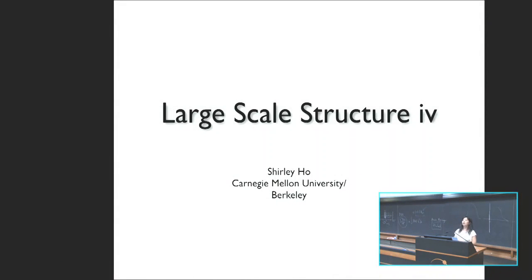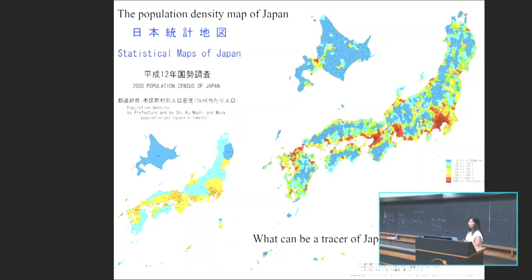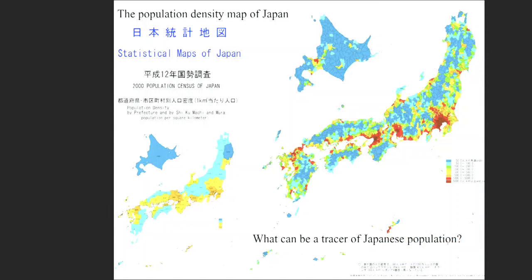Okay, this is the original Large Scale Structure 4 lecture, because we actually had to just finish Large Scale Structure 3. So this is a population density map of Japan. And I'll be asking you a question, which is, what can be a tracer of the Japanese population if I cannot do the census of Japan? So if I cannot do a census of the Japanese population, what's the next best thing I could do?